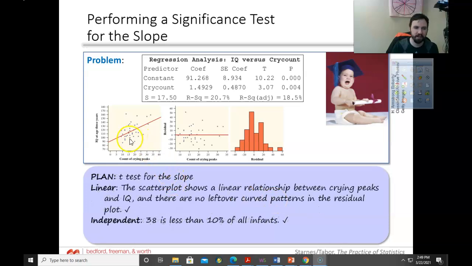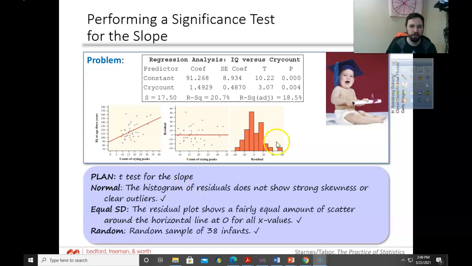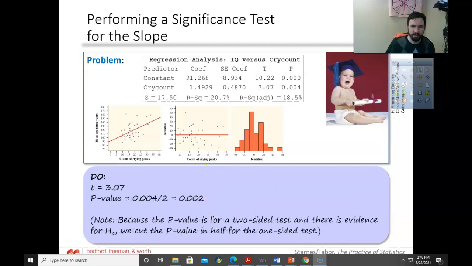Plan time. Is it linear? Yes, there's no definite U in the residual plot. Is it independent? Yes, 38 is less than 10% of all the babies out there. Guarantee it. Is it normal? Yeah, very normal. That's a very normal curve right there. Equal standard deviation? I would say so. It's not wild. Random sample of 38 infants. We can run this test, guys. Now, do. No calculations required.